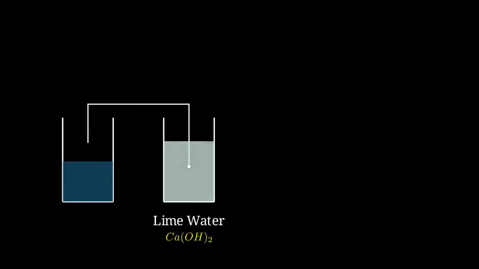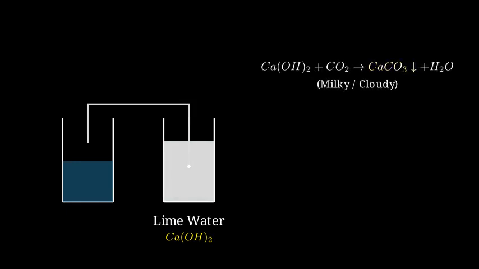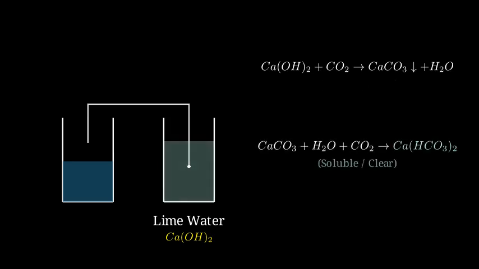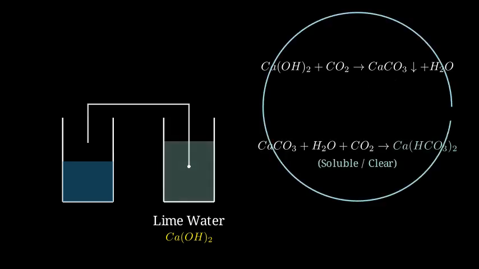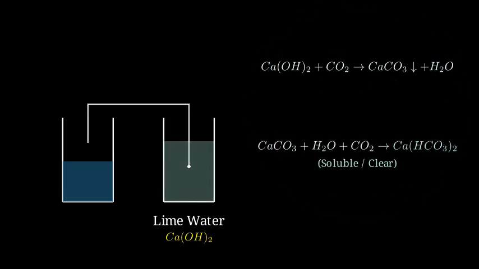Notice the setup on the screen. We take that gas and pass it through a solution of lime water, calcium hydroxide. See how the clear liquid turns milky? That milkiness is the formation of a white precipitate of calcium carbonate. If we keep passing CO2 through it, the milkiness eventually disappears as the precipitate dissolves into soluble calcium bicarbonate. This is chemistry in motion, a cycle of transformation.